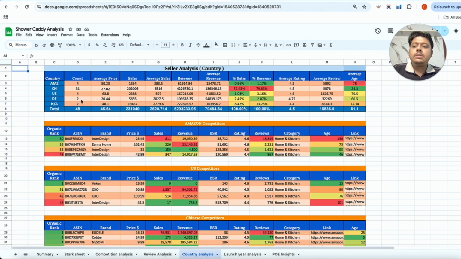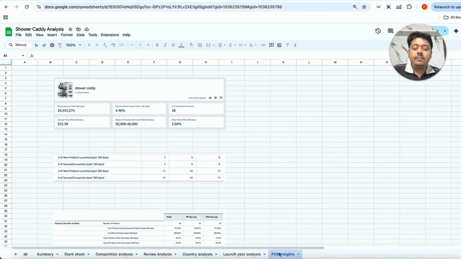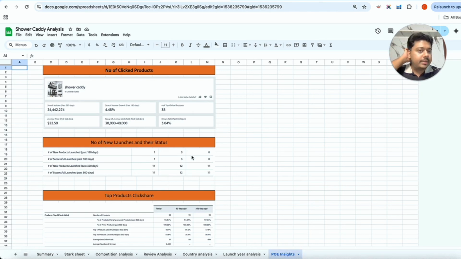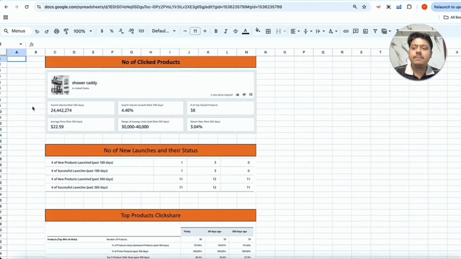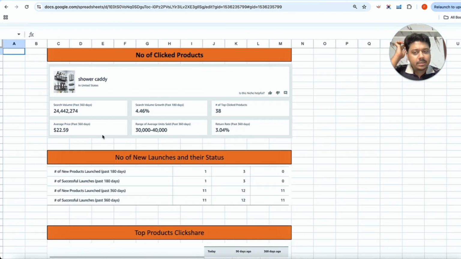In country analysis, it shows me that 4 sellers are ANZ, 31 sellers are Chinese, there are even US sellers, and then sellers from Europe also exist. And then this is the product opportunity explorer, which I was explaining. Amazon itself gives internal niche validation. Like Amazon says the average price in the past 360 days is around $22.59. The average units sold in the past 360 days is 40,000 units. So this is Amazon's own internal data.